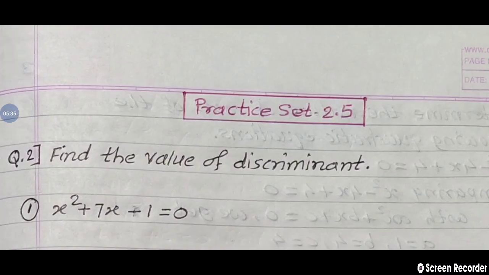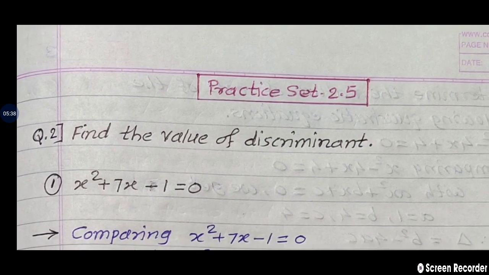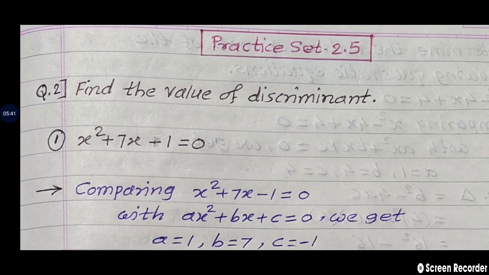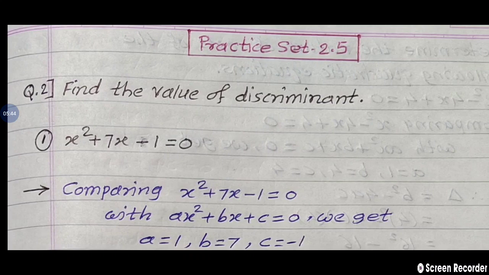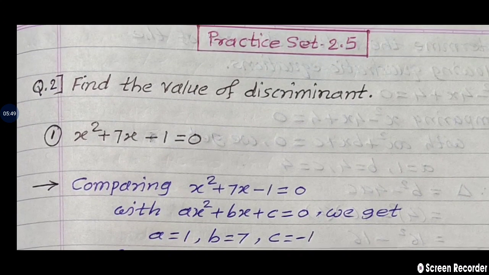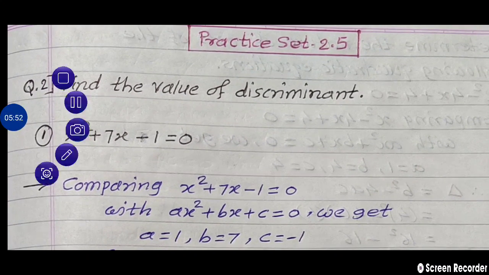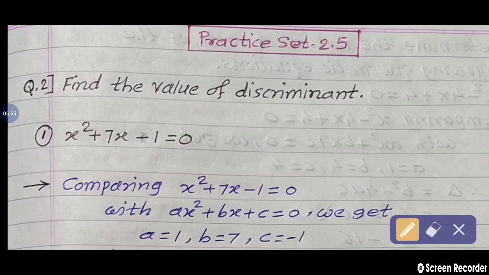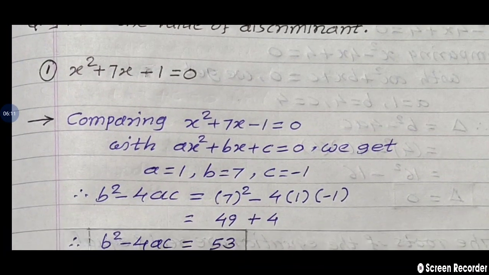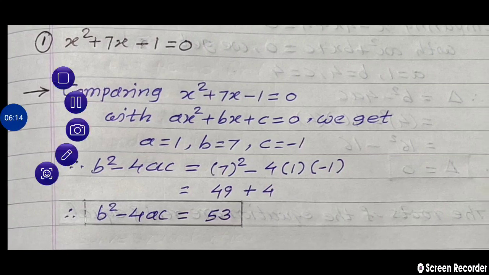Now today we will start to solve some problems from practice set 2.5. Question number 2. Find the value of discriminant. What is the first question given here? Check that: x square plus 7x minus 1 is equal to 0. In this question number 2, we only find the value of discriminant. So how will we find this value? Now see here, it is very simple to write these steps.